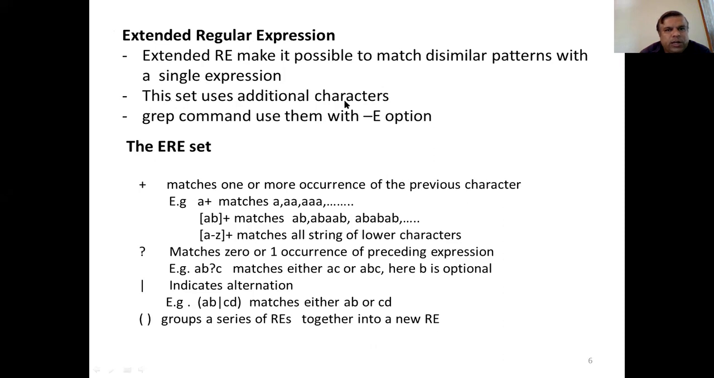So this set uses additional characters. This ERE also contains the metacharacters such as star, dot, square bracket, caret symbol, and the dollar character. In addition to that, it has additional characters. And how to use extended expression with grep? The grep command uses them with the capital E option. And which are the character subset that form the extended regular expression? These are the character subset.